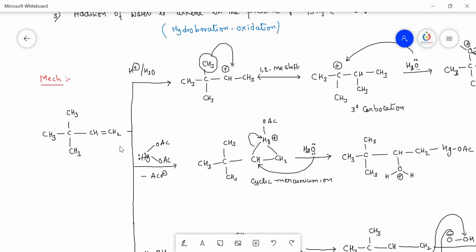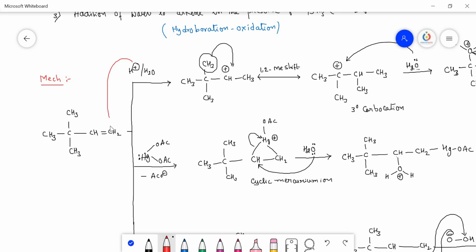So let us take one particular alkene here. When you add H plus, this H plus is from the H2SO4. So H plus, H2O. Then what happens here is this H plus ion initially attacks this particular hydrogen, so that these pi electrons will be shifted over to this carbon, creating the secondary carbocation. But if this methyl group is shifted here, then you will get the tertiary carbocation.